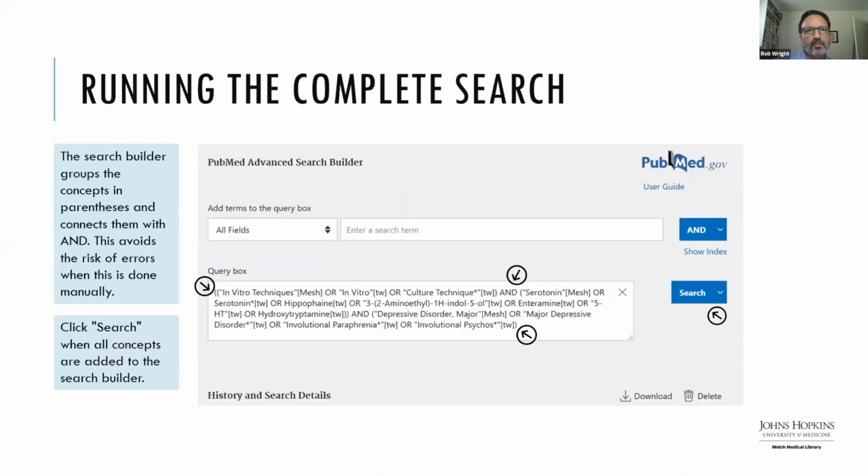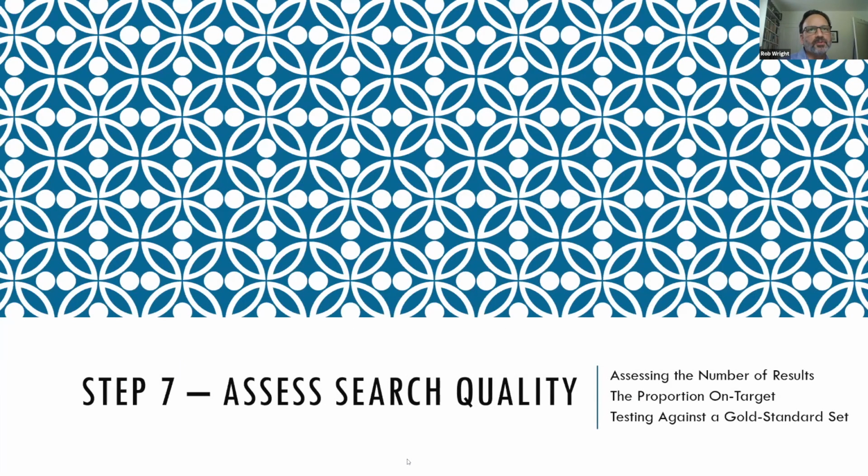What appears in your query box at the end of that process, once you've added all the concepts together, is that work that has the real potential for error, where parentheses have been inserted in the appropriate places to delineate the specific concepts, and then the Boolean AND has been inserted again between the concepts as we want it to be. Once that is all done, you click the search button and get your search results.